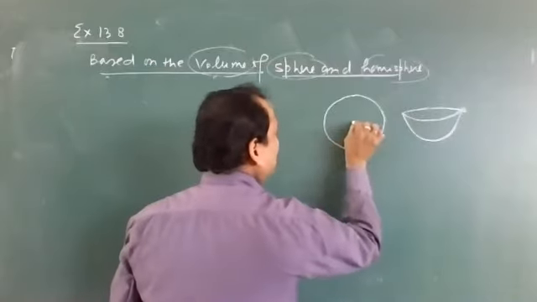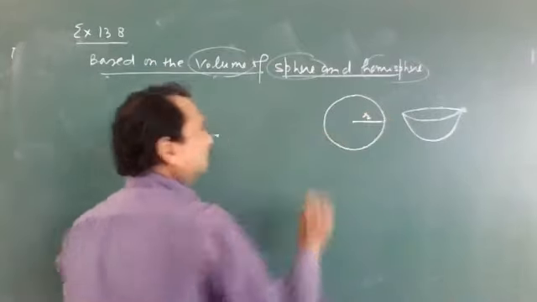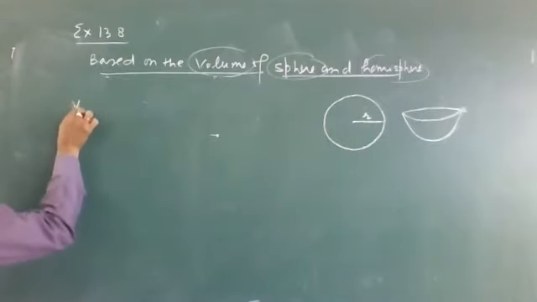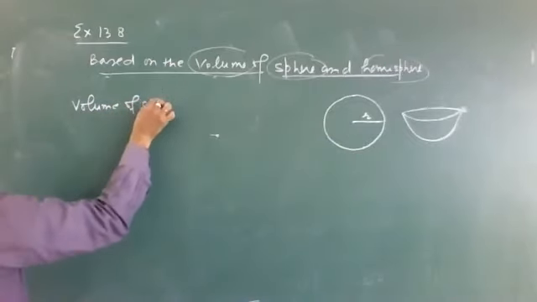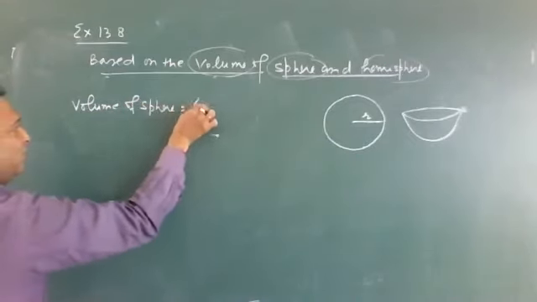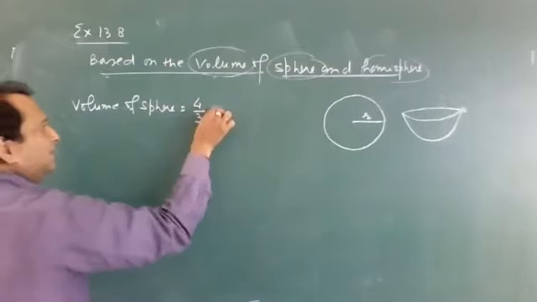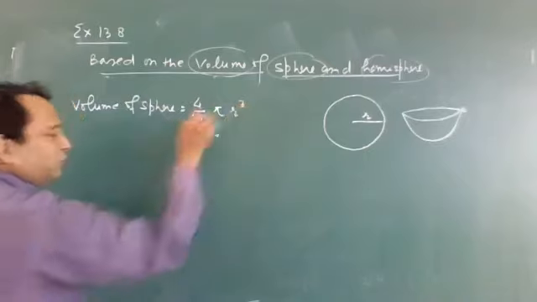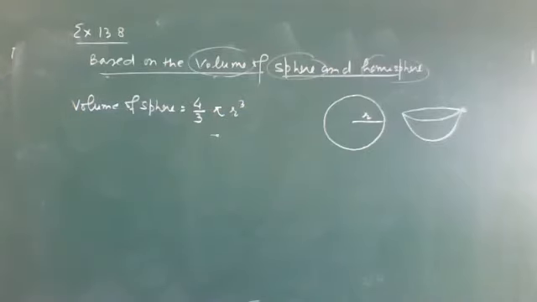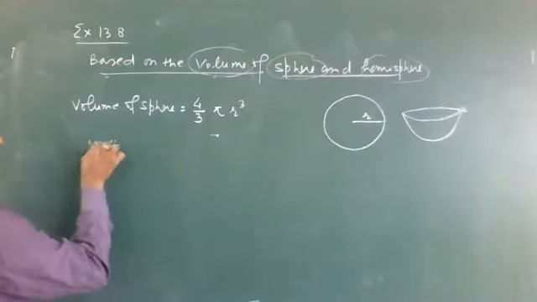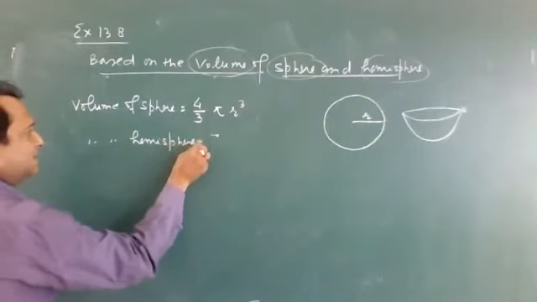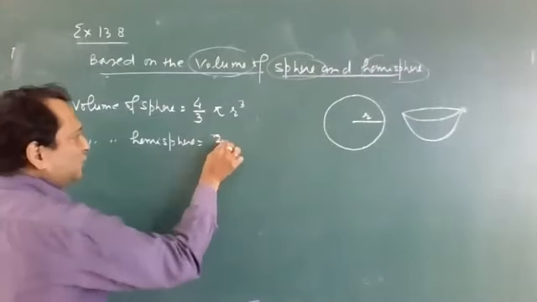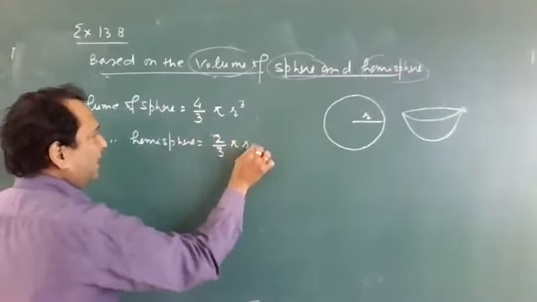Let the radius of the sphere be r. Then the volume of the sphere will be 4 by 3 pi r cube. And the volume of hemisphere is just half of the volume of sphere, that is 2 by 3 pi r cube.